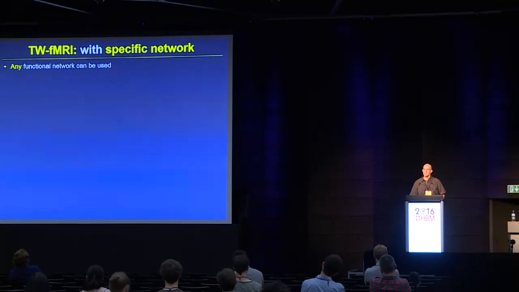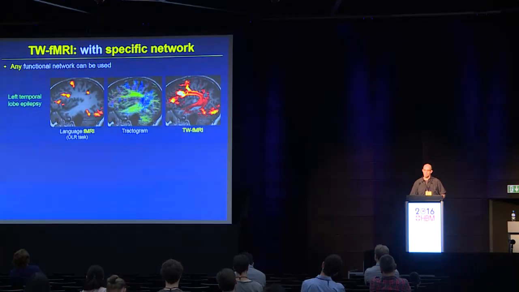Any type of image can be used. All I've been showing so far is functional connectivity, but for example, you can take fMRI data. This is a temporal lobe epilepsy patient with language fMRI. So it's a task, the OLR task, orthographic lexical retrieval. You show the subject one letter, and the subject has to think of as many words as possible with that letter, and so on. That's the task, and then the rest is fixating on something.